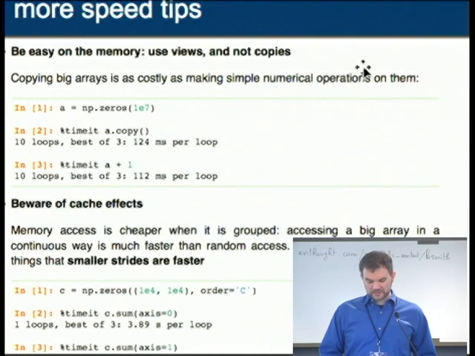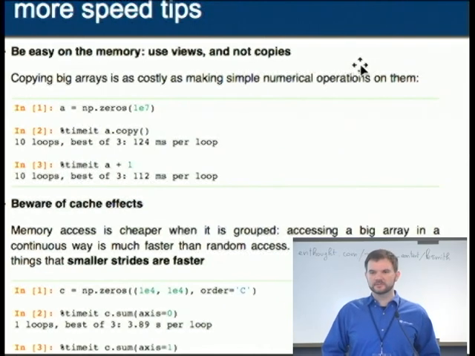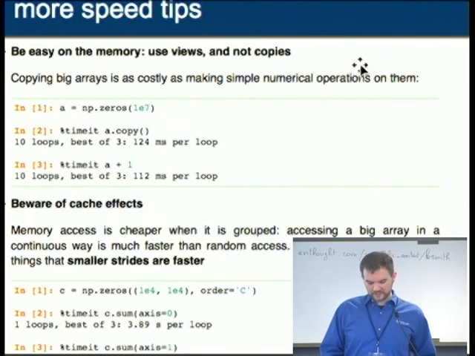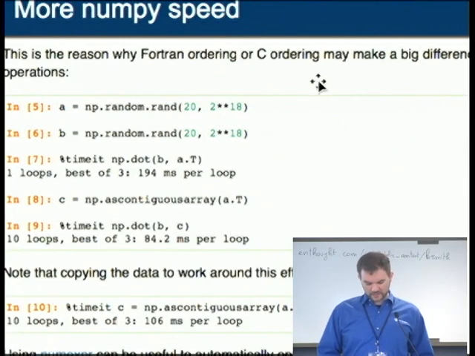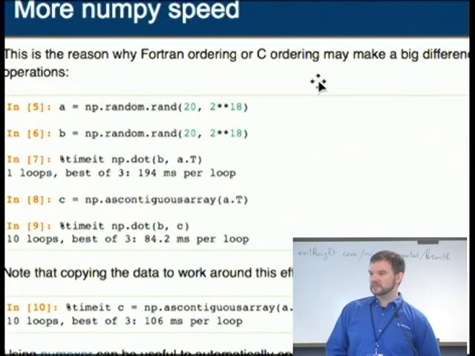So just talking about using views and not copies, which we already covered. Slicing gives you views, fancy indexing gives you copies. And here it's just talking about transposing and Fortran ordering versus C order. It can make a big difference for certain operations.